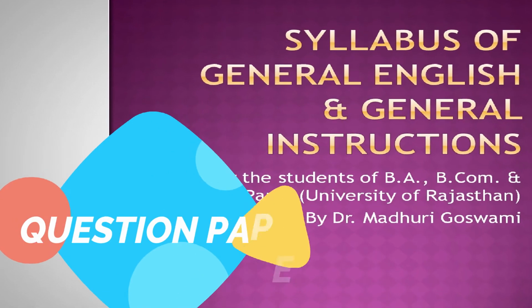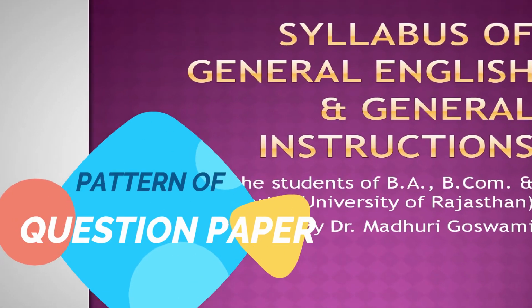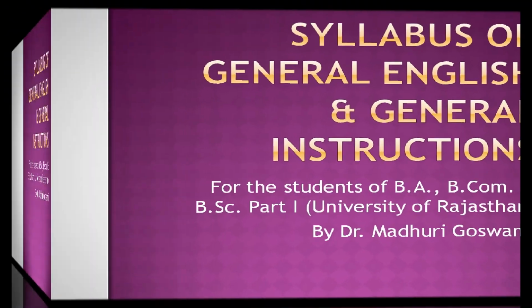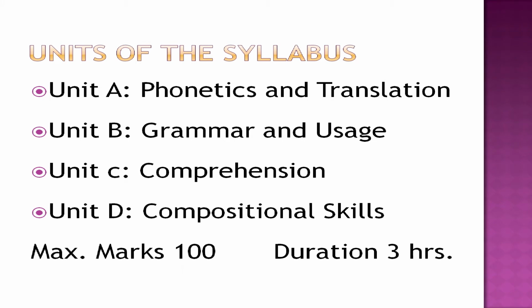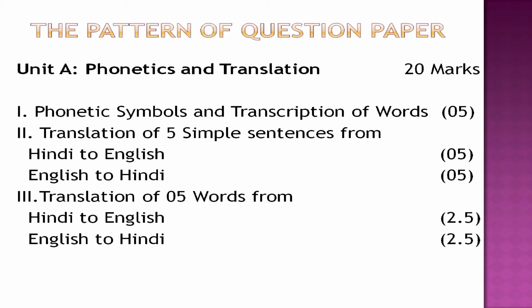So, it would be a great idea to know about the pattern of the question paper and the content of the syllabus. The pattern of question paper is such that it has been divided into 4 units. Unit A is Phonetics and Translation. Unit B, Grammar and Uses. Unit C consists of Comprehension and Unit D has Compositional Skills. This paper carries 100 as maximum marks and its time duration is 3 hours. The pattern of the question paper will be as follows.